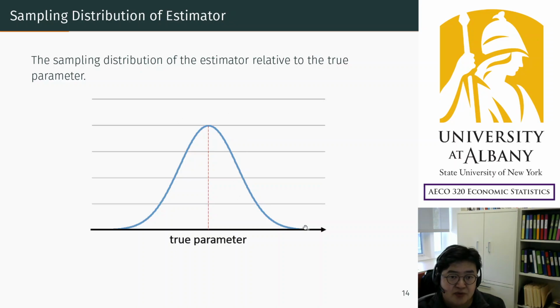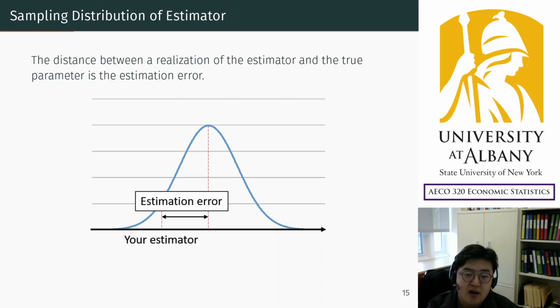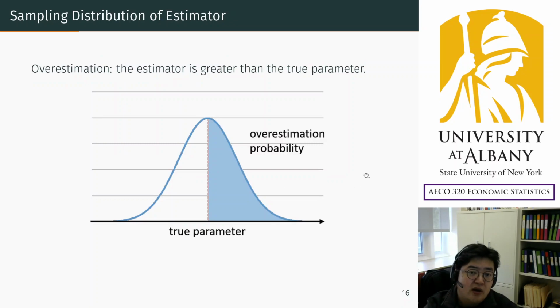Okay, so this is the distribution of your estimator. So let's think about this sampling distribution. If you happen to have this realization, your estimator is realized at this point. That is possible. And then you may think this is your estimation error. Your estimator is here, the true parameter is here. So the difference is your estimation error, which is obvious, okay? Of course, what we want is the estimation error to be small, to be 0 to be exact, right? And then, also, what we care about is the sign.